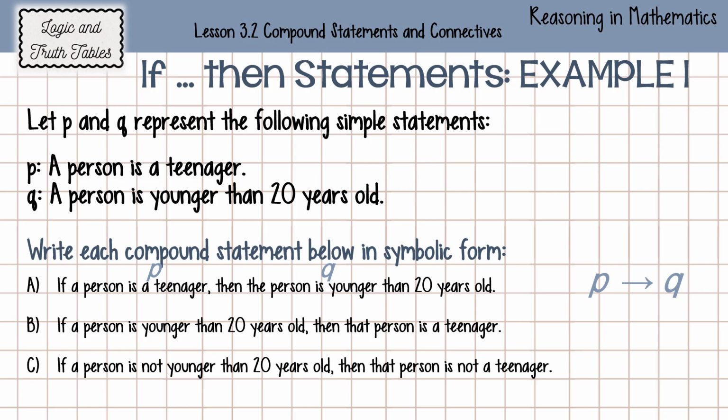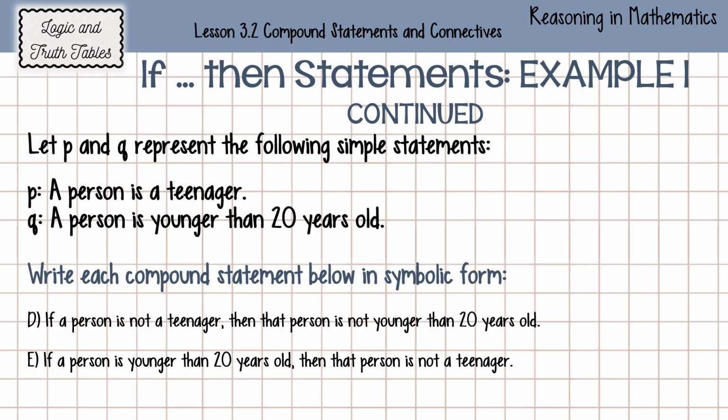If P, then Q. If a person is younger than 20 years old, that's Q, then the person is a teenager. That is P. So that is Q implies P, or if Q, then P. If a person's not younger than 20 years, so that's the negation of Q, then the person's not a teenager. So we have the negation of P. So our symbolic form is not Q implies not P.